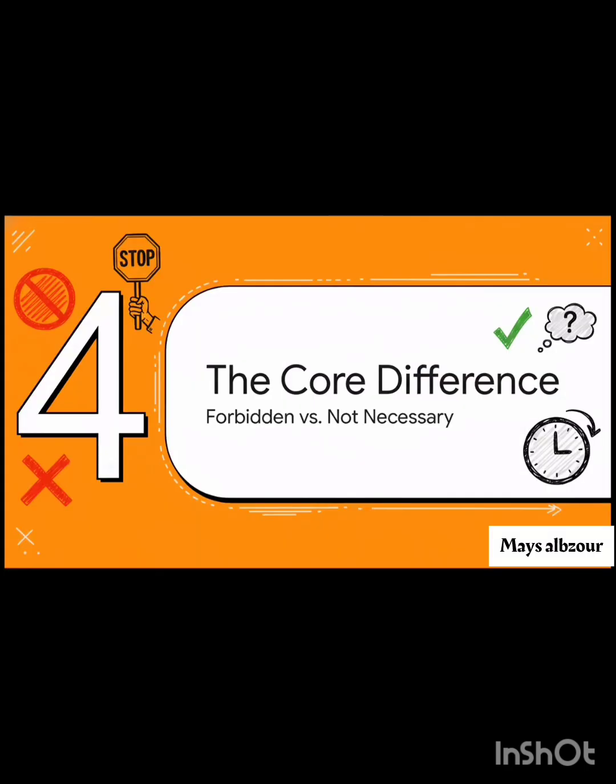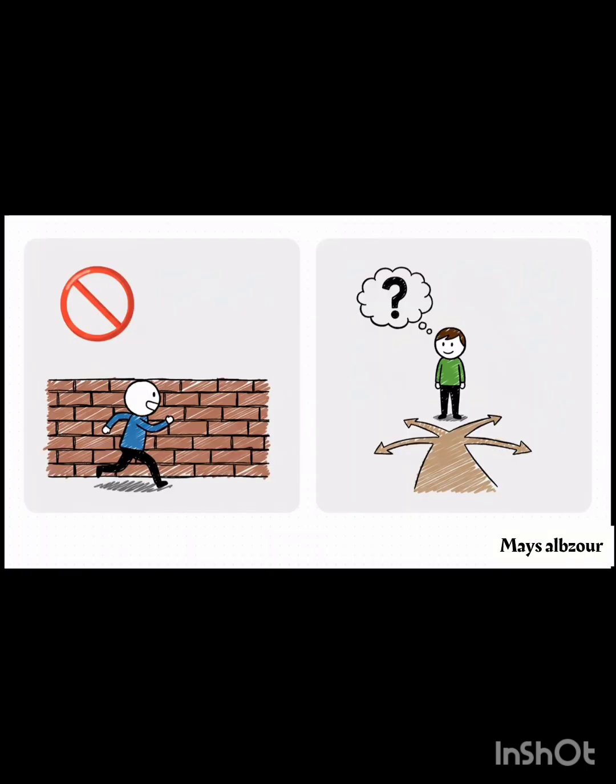The core difference: forbidden versus not necessary. This picture is everything. Mustn't means something is forbidden. There is an actual rule against it. Don't have to, on the other hand, just means it is not necessary. There is no rule that says you have to do it. One is a wall telling you to stop. The other is many roads you can choose to walk in.